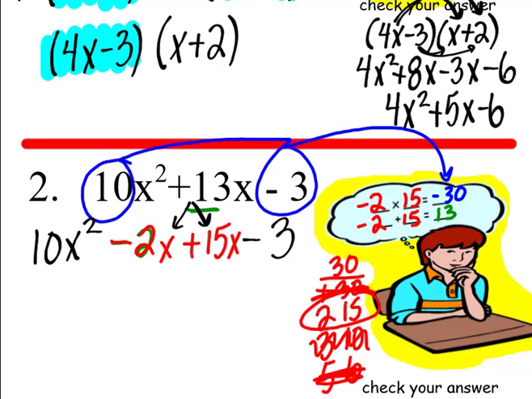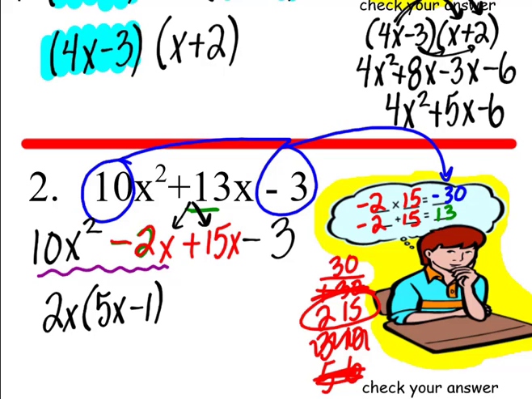So let's look at these first 2 terms. There's a common factor of 2 and x. 10x squared divided by 2x is 5x. Negative 2x divided by 2x is 1. So I have to have the 1 there to hold the place. A 15 and a negative 3. So I have a greatest common factor here of 3, and it's going to be a positive 3. Leaves me with 5x minus 1.